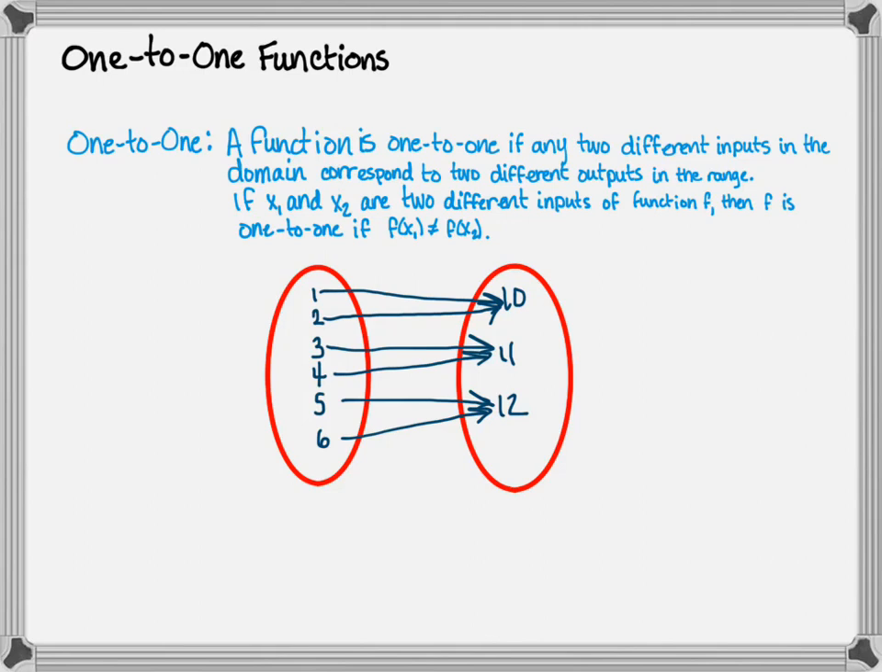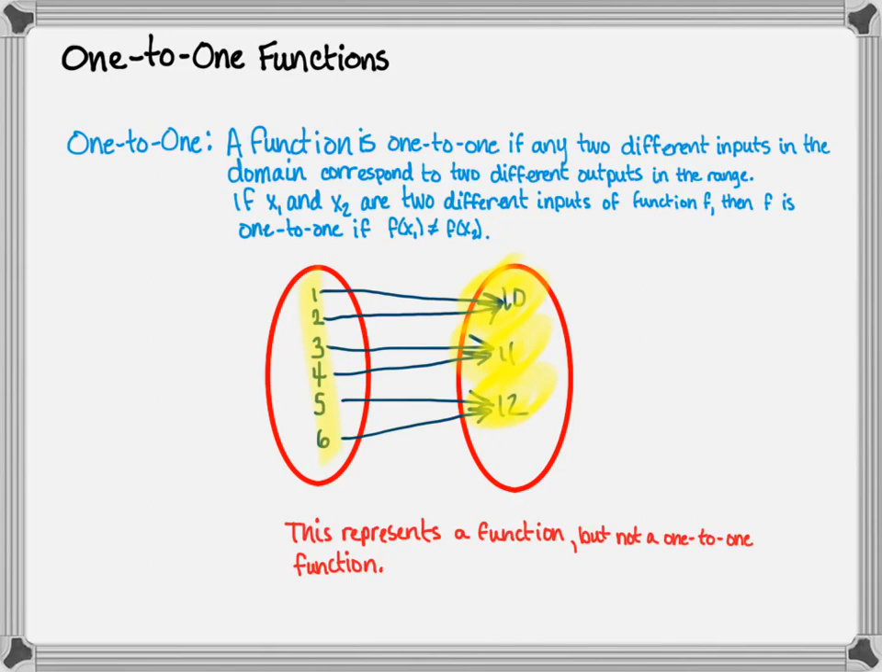Here's a function diagram. So we can see that every input, or every value in the domain, goes to exactly one output, but here 10, which is in the range, has two arrows leading into it, as well as 11 and 12. So this represents a function, but not a one-to-one function.